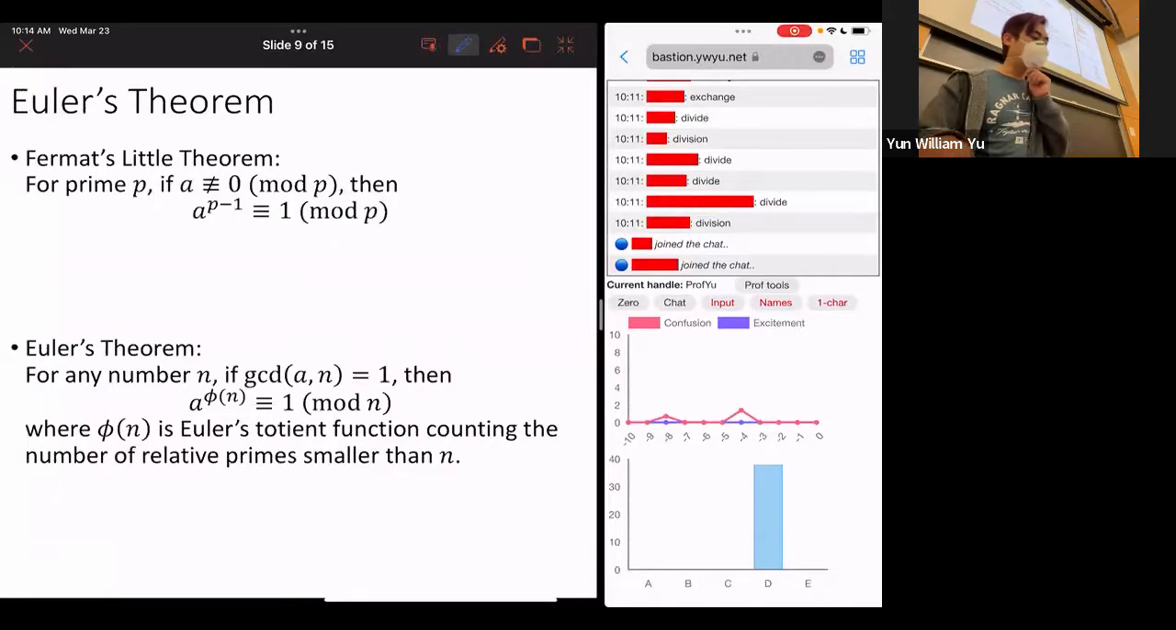So Fermat's theorem was basically, for a prime p, a to the p minus 1 is congruent to 1 mod p. So like a to the 6 is congruent to 1 mod 7. For Euler's theorem, what we've done is we've replaced things.